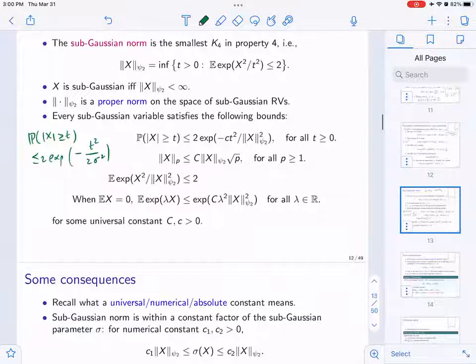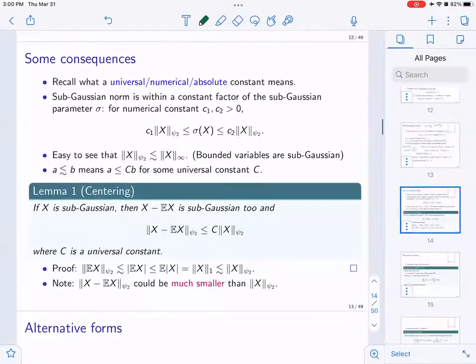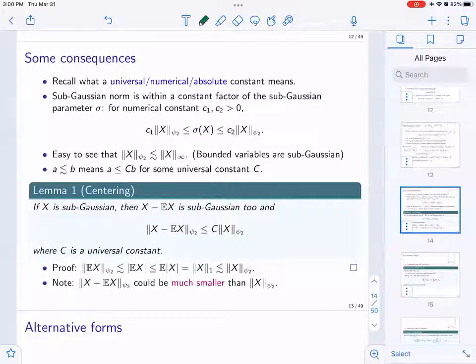Questions? This takes a while to get used to, but hopefully by lecture 10, let's say, you get comfortable manipulating this. So this is just a summary of what we mentioned. If I look at that subgaussian parameter sigma x, it's within a constant factor of this norm. So one way to say that bounded random variables are subgaussian is to say something like this.